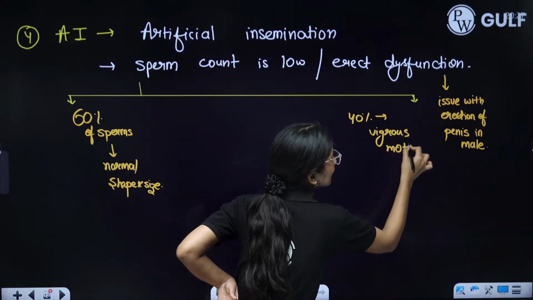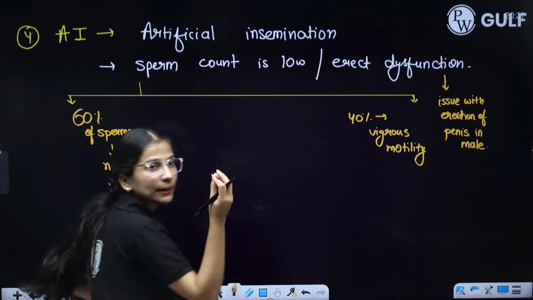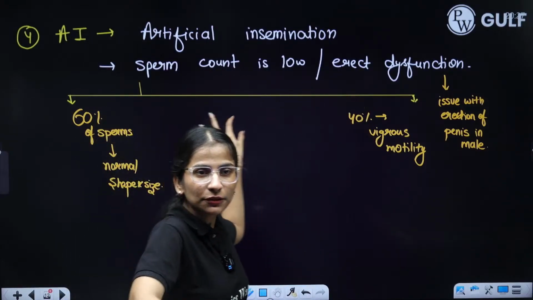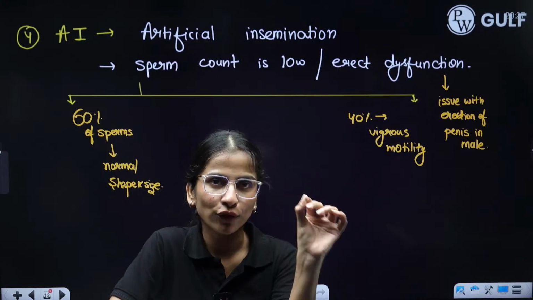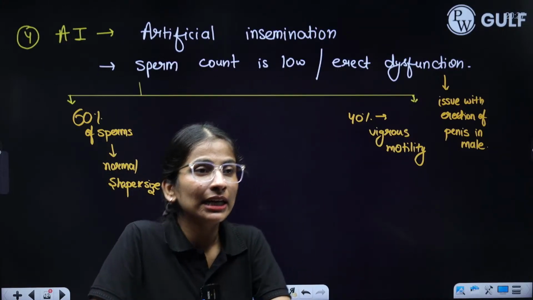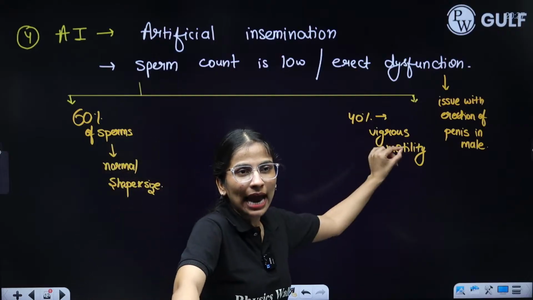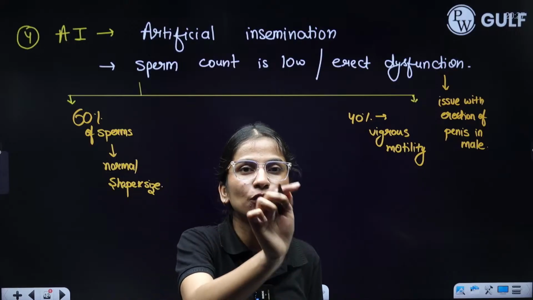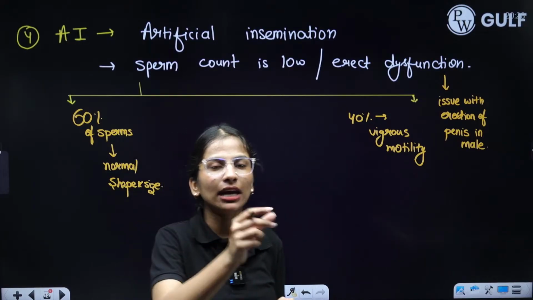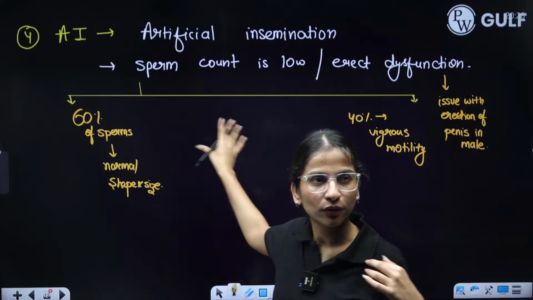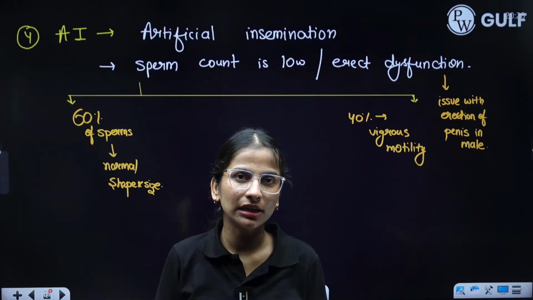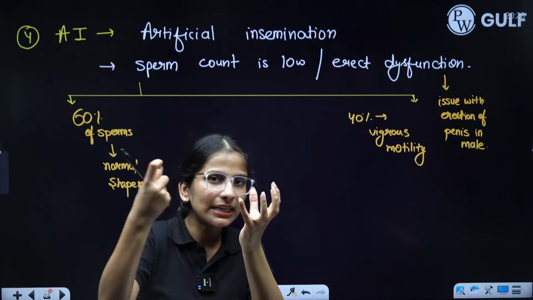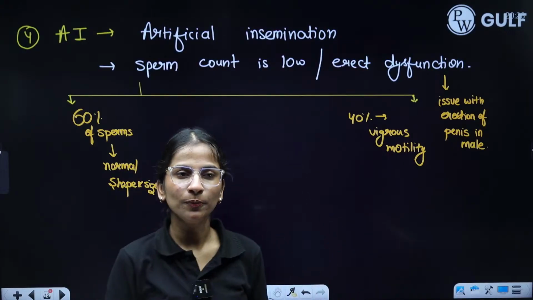If that is not present in any male, then we say that the male can be having fertility issues. If you remember, we studied in human reproduction that of all those millions of sperms produced by a male, if 60% are of normal shape and size and 40% are showing high vigorous motility, then at least one out of those millions will be able to reach the ampulla and fertilize the egg. If that is not followed, then the male will be having fertility issues and we will have to perform artificial insemination. Artificial insemination means we are directly injecting the semen into the fallopian tube of the female.